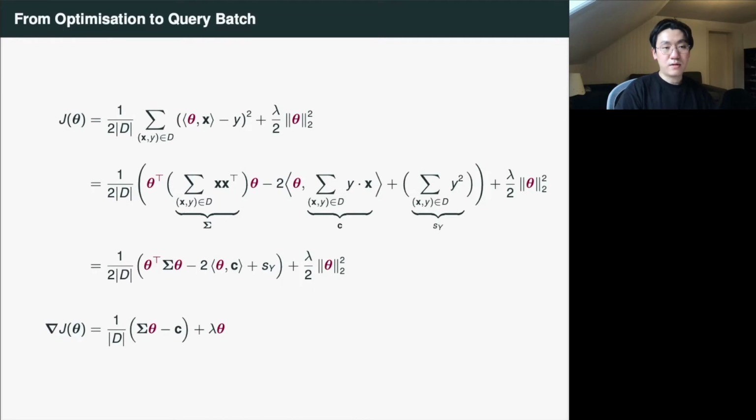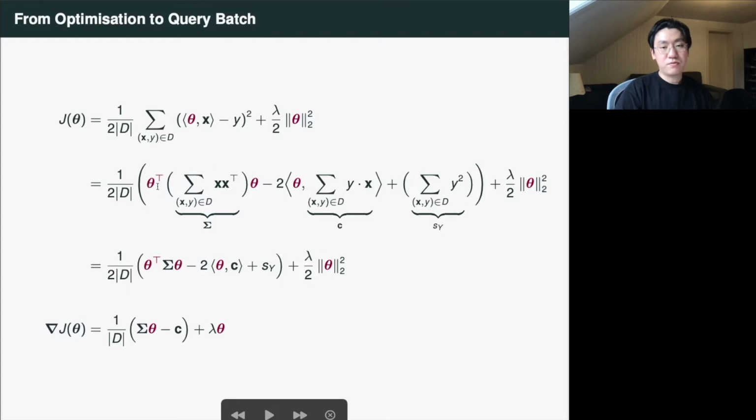Let's see how we can rewrite the formula. This is the original objective function with the square loss function and the L2 norm regularizer. We can open the quadratic bracket and push the sum into the bracket. The first term of opening the bracket is this dot product of theta and x times dot product of theta and x, which gives us this term.